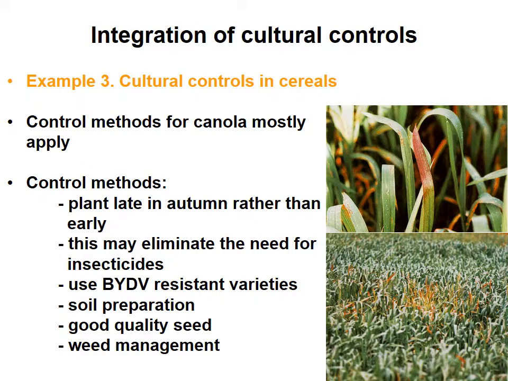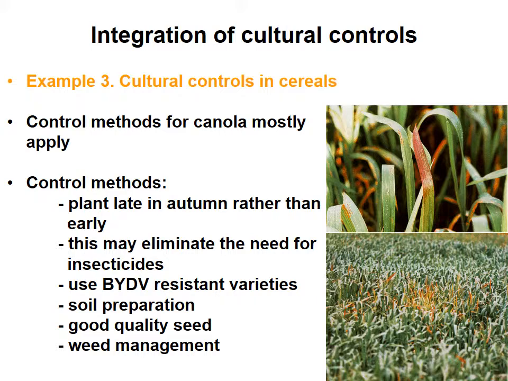Here's our final example, cultural controls in cereals. The control methods that we just outlined for canola also mostly apply here. Control methods include planting late in autumn rather than early. This is done to avoid the main aphid flight periods, so the crop is not exposed to high aphid pressure and possible barley yellow dwarf virus pressure. This may eliminate the need for insecticides.